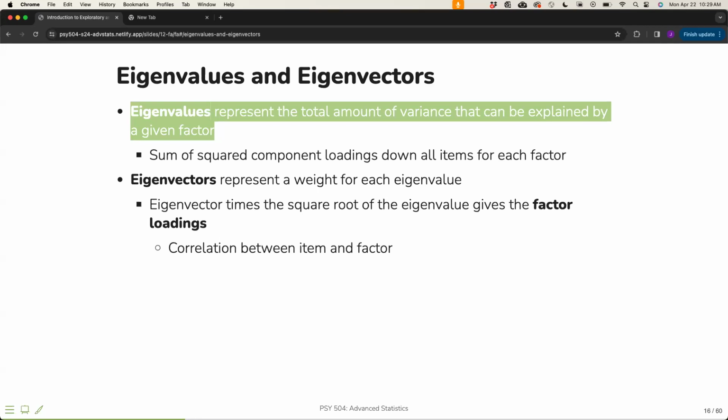Eigenvectors represent a weight for each eigenvalue, and eigenvectors are important because we can take that eigenvector, which is a numerical value, and multiply it by the square root of the eigenvalue, and we get a thing called factor loadings. This is what we interpret in a factor analysis. As Aditi already stated, a factor loading is just the correlation between that item and the factor, the unique relationship between the item and the factor, if we're talking about the pattern matrix.